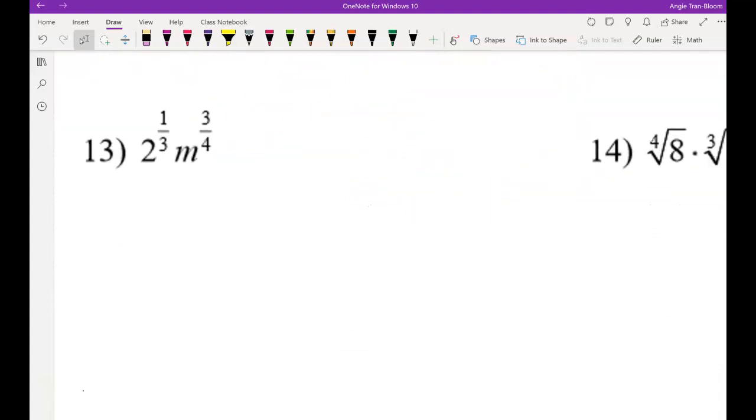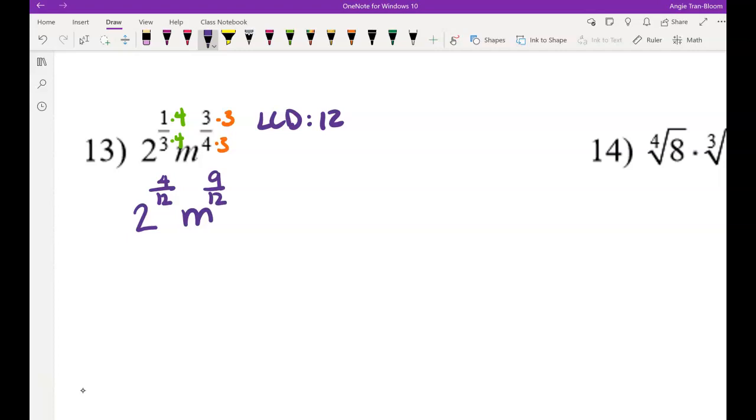Okay, similarly, guys, we can only rewrite it as one radical if your denominator here is exactly the same. So LCD's gotta be 12. So what that means is I'm gonna multiply this by 4, and I'm gonna multiply this by 3, just like that. Okay, so currently we have 2 to the 4 divided by 12, m to the 9 divided by 12. This will allow us to have a 12 index in here. And that means we have 2 to the fourth and then m to the ninth. And we have to multiply 2 to the fourth out. So 2 times 2 times 2 times 2, 4 times. That's going to be 16.